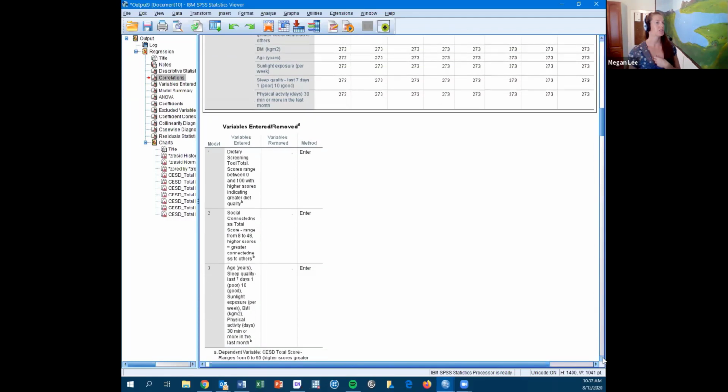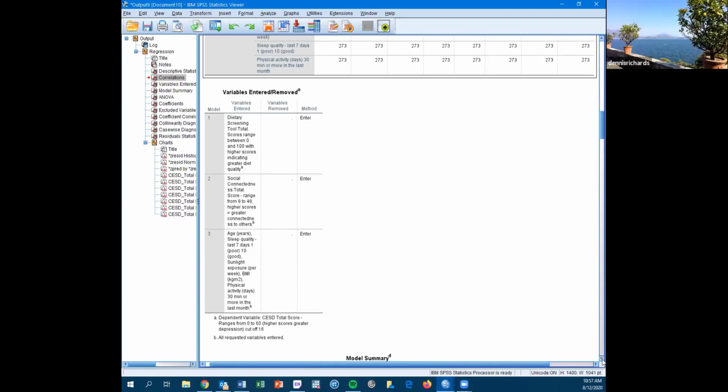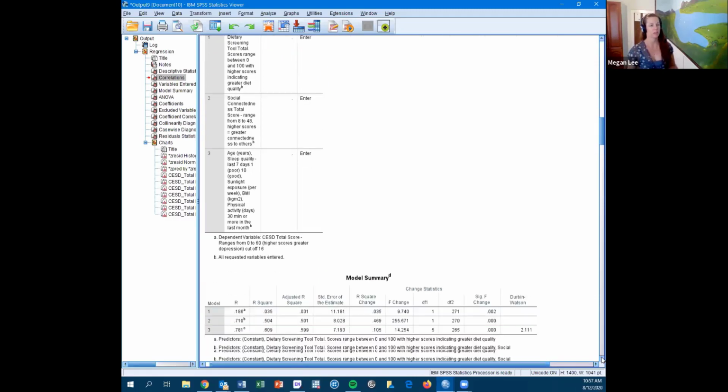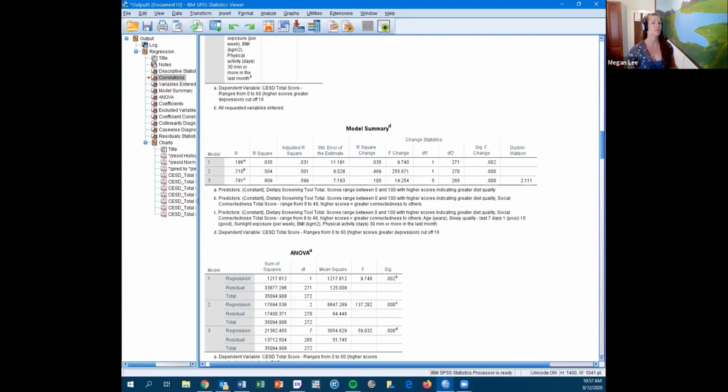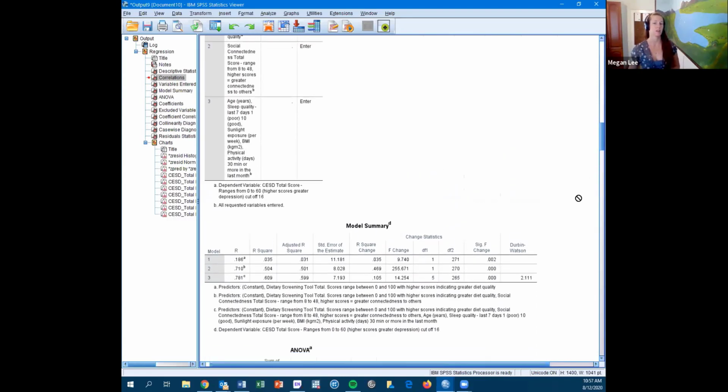Great. The next box tells us what we entered into each model: diet into the first model, social connectedness into the second model, age, sleep, sunlight exposure, BMI, physical activity into the third model, just so we remember. It also tells us at the bottom of that box what our dependent variable is in case we forget. And here's our model summary. This is our first point of call to really know what's happening with this data set.